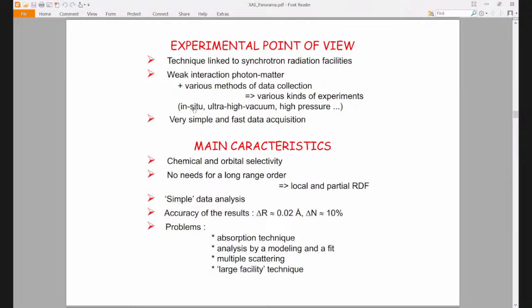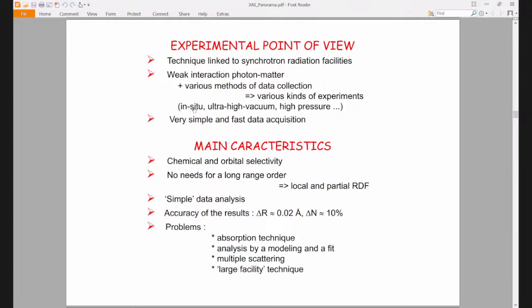Another field which was very attractive at the beginning was catalysis. Heterogeneous catalysis is a very small cluster of platinum, ruthenium, and so on, dispersed in alumina, ceria, and so on. If you do scattering, if you do diffraction, what you see is the support. There is alumina, cerium, and the platinum, which are clusters of 10 angstrom of diameter, 15 angstrom, you don't see them.